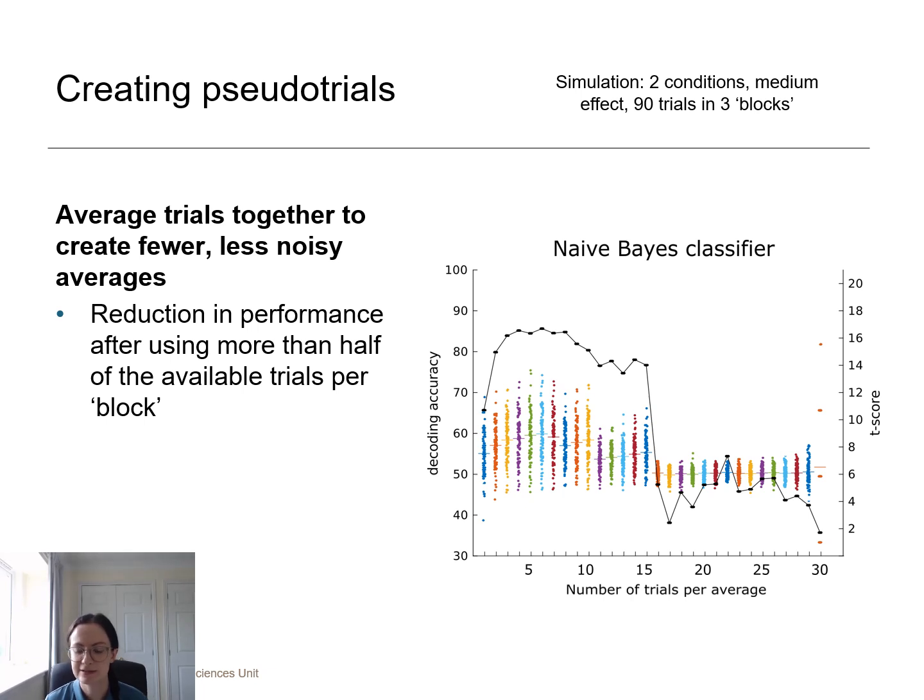So the naive Bayes classifier really struggles once you are only giving it one trial per block. So in this instance, the naive Bayes classifier seems to prefer more, noisier estimates than fewer, more stable ones.